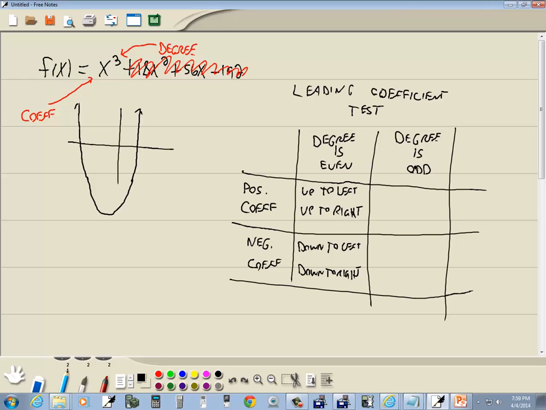Over here you have degree is odd and a positive coefficient. This is, let me think, down to the left. I know you can't hardly read my writing, but bear with me. And up to the right. And down here we have degree is odd and negative coefficient. This is flipped. That's down to the left, so this will be up to the left. This one's up to the right, so this will be down to the right.